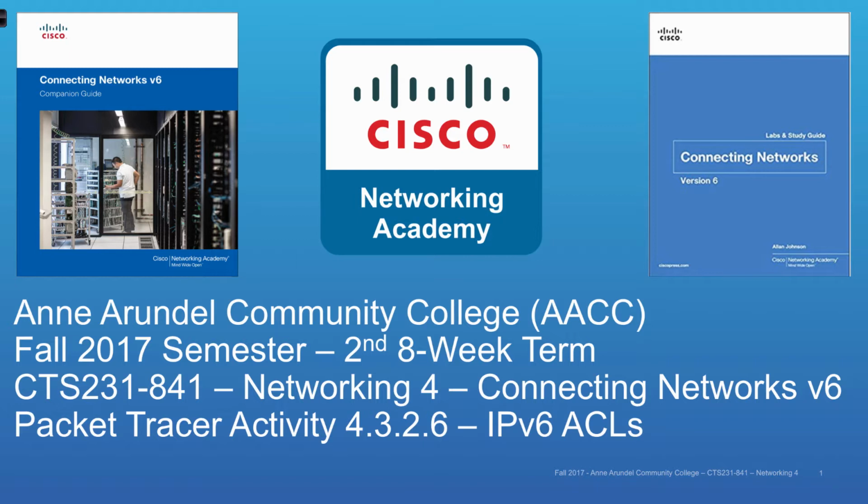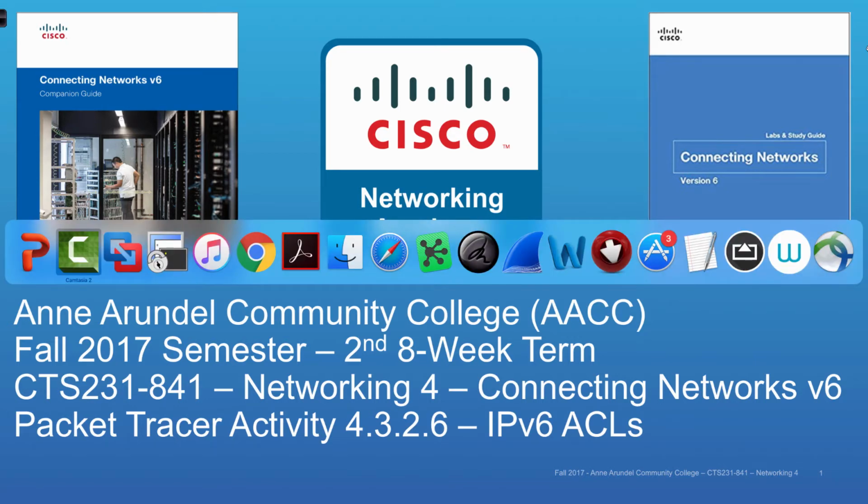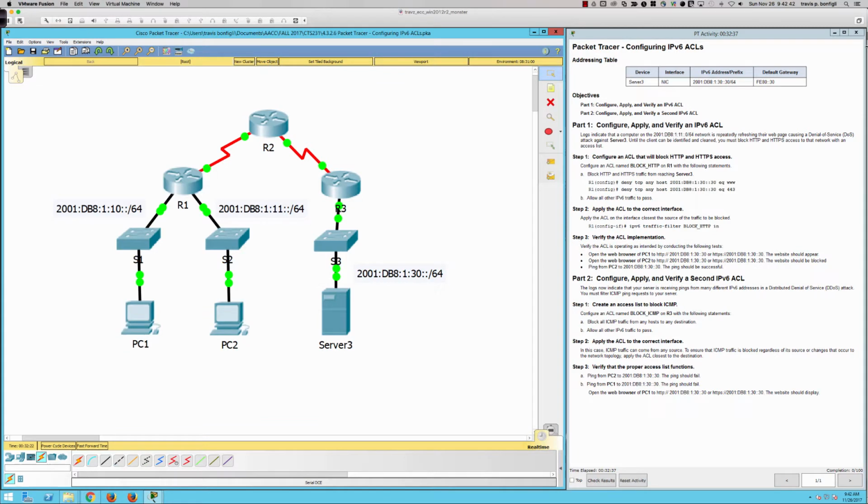And this morning's Packet Tracer tutorial and solution set is going to be on Packet Tracer Activity 4.3.2.6, where we're going to be taking our first look at IPv6 access control lists. Now, the IPv6 access control lists are very, very similar to the IPv4 access control lists in terms of how we create them and apply them, but there are some semantics that we need to be aware of. So let's go ahead and dive into the activity. And again, a nice soft landing activity here that's going to actually give us a little bit of an assist in terms of what we're going to be setting up.